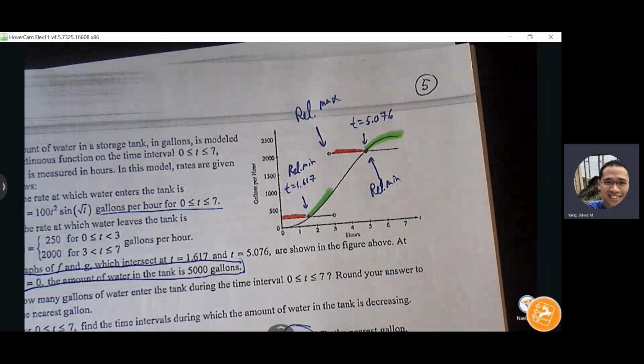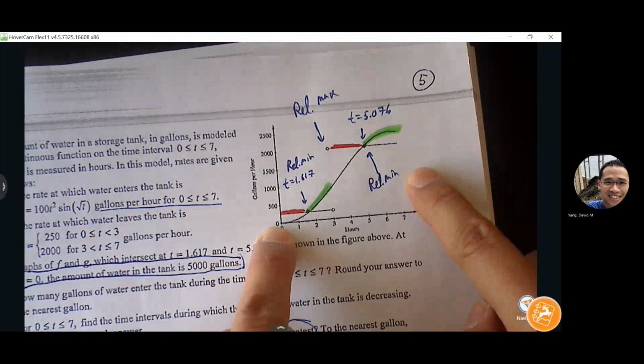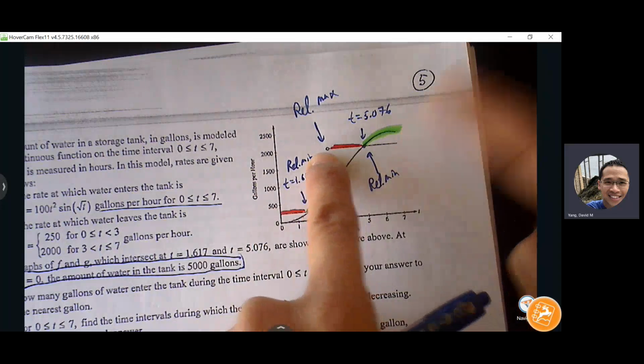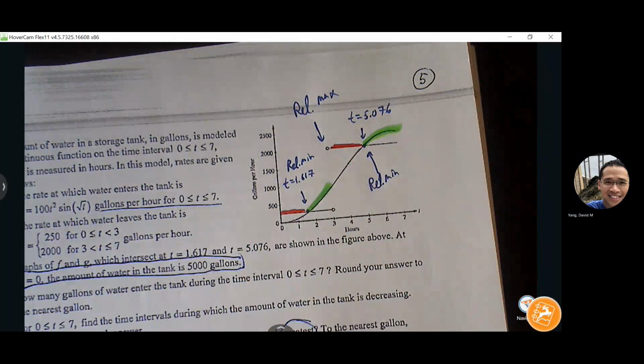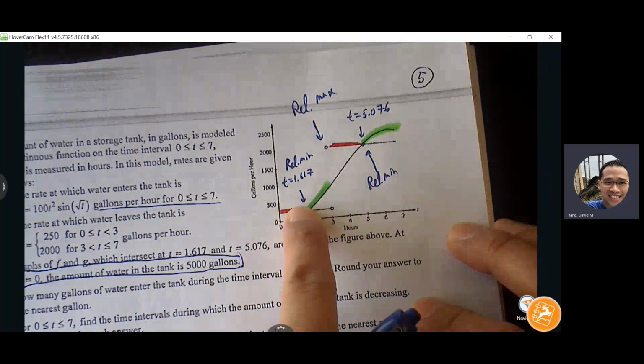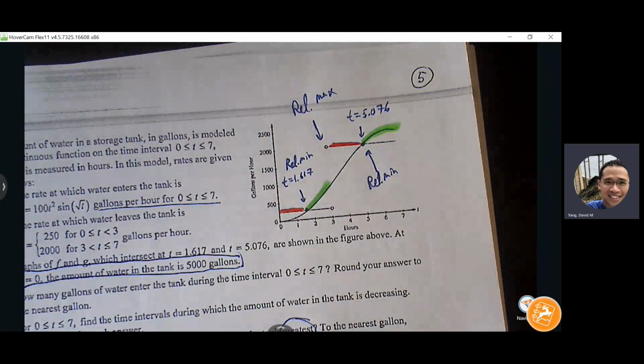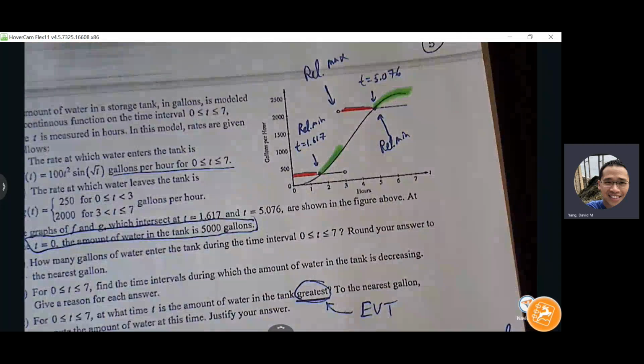Now, if you just went ahead and tested all the critical points, that's not wrong. It just takes a little bit longer to get through, but you won't be losing points because you tested a relative minimum. But really, we only have to test the initial point, the end, and the relative max, because we're only asking for when the amount of water is at the greatest. But if you wanted to test 0, 1.617, 3, 5.076, and 7, you'll still get full credit. You won't get points taken off because you tested relative minimums.